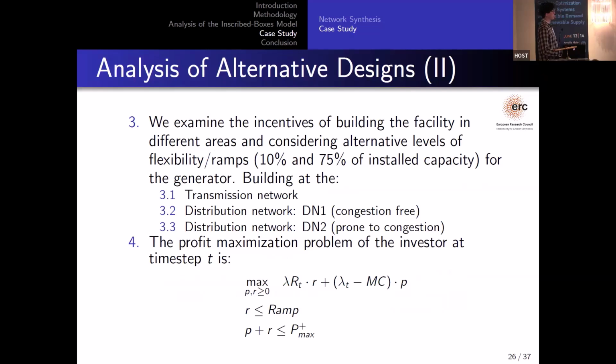Finally, the profit maximization problem of the investor at time step T is a very simple maximization problem of profit, which is the LR, which stands for the reserve price of the time step T, multiplied by the reserve offered of the generator, plus the energy price minus the marginal cost of the considered asset, aka generator. In our case, it's €80 per megawatt hour, multiplied by the production of energy. These are the constraints of the generator.